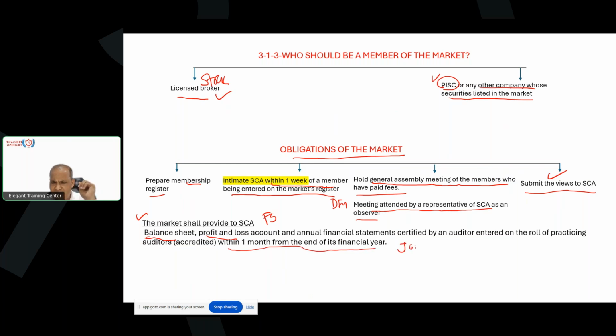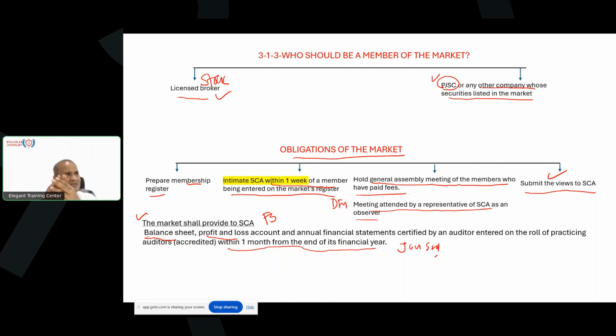That means by January end. By January end, market has to submit the financials to whom? To SCA. Clear? So let us recapitulate. Market providing a lot of information to SCA. Number one, market providing the members, any member means not board member. Member means market's member.